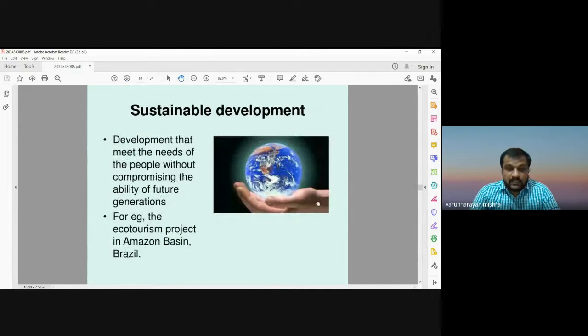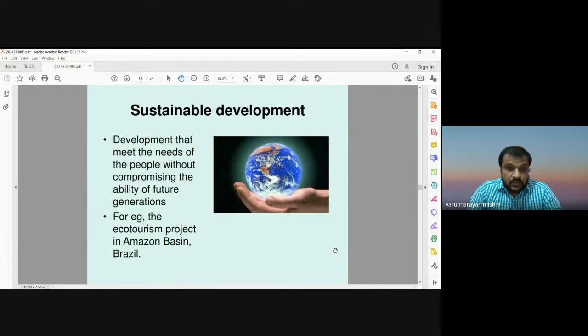Sustainable development is a word that is very common. You must have heard this word many times. So what is sustainable development? How can you define it? Sustainable development is a kind of development that meets the needs and requirements of the people without compromising the ability of future generations. For example, the ecotourism projects in the Amazon basin, Brazil.